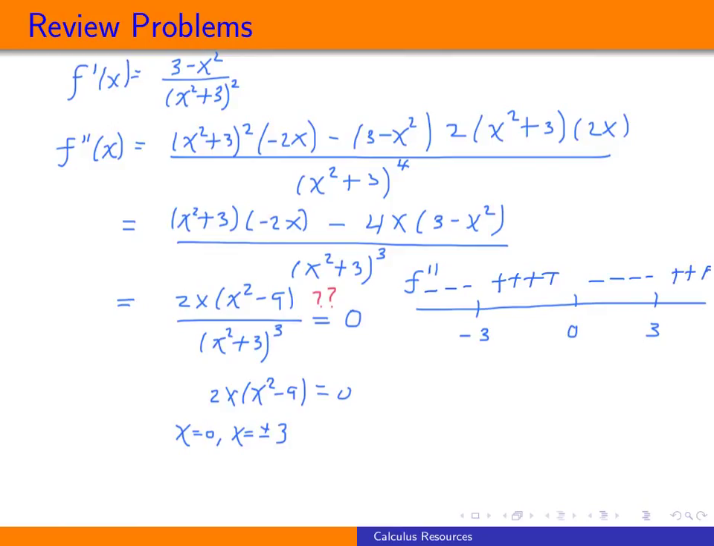which is positive. So wherever that second derivative is positive, our function will be concave up. So that would be minus 3 to 0 and 3 to infinity. Wherever that second derivative is negative, our function will be concave down. That would be from minus infinity to minus 3 and 0 to 3.